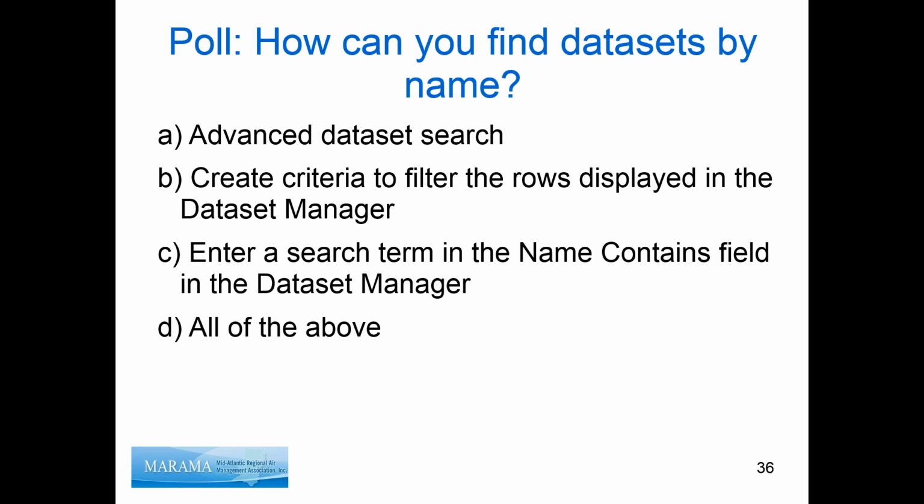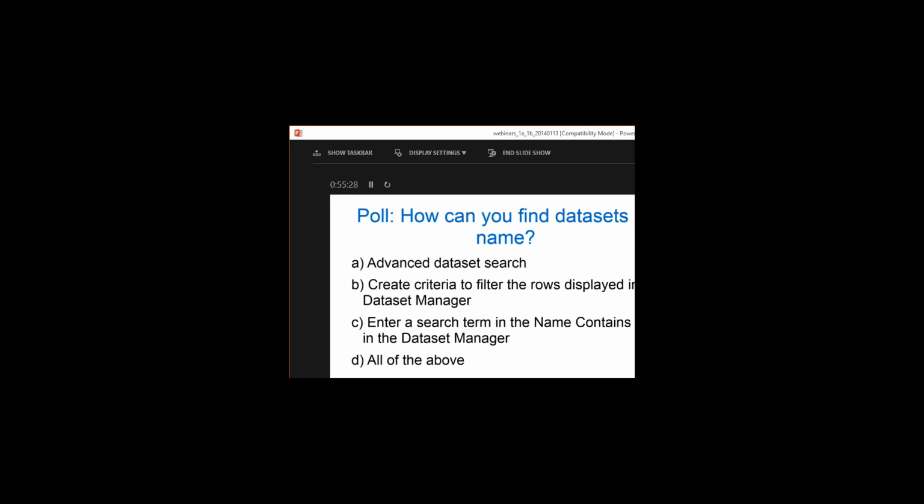Okay, so now we have another little poll question. I'll launch away. All right, so how can you find data sets by name? And here's a couple of possibilities. Go ahead and vote for the one that you think. Catherine? Yeah, and this one's maybe kind of a gimme. When you see all of the above, it's probably that one.